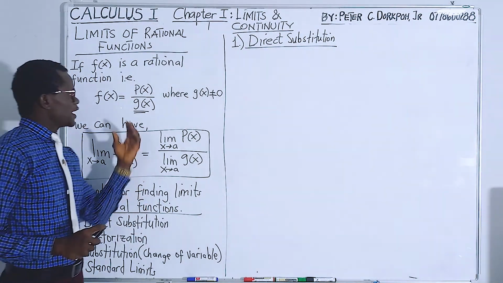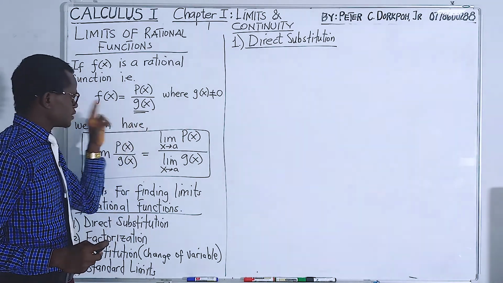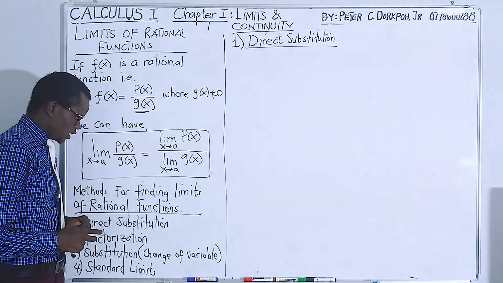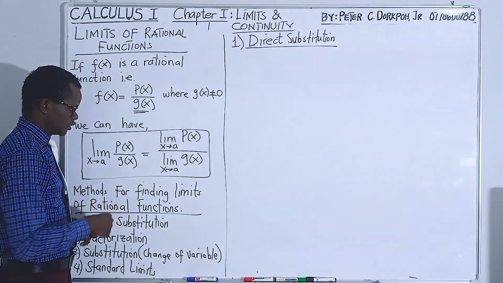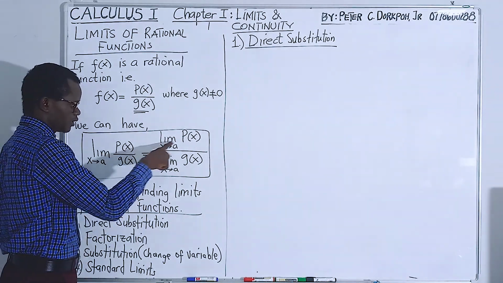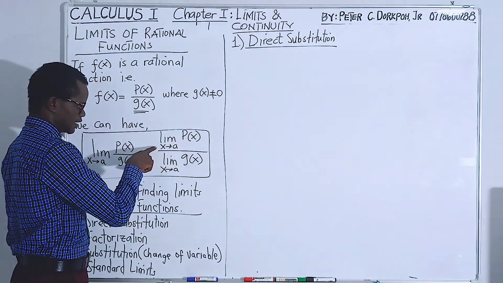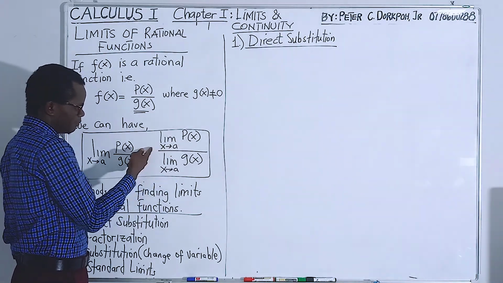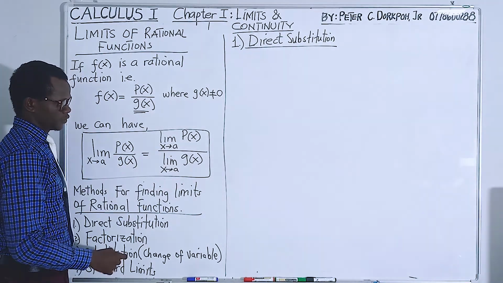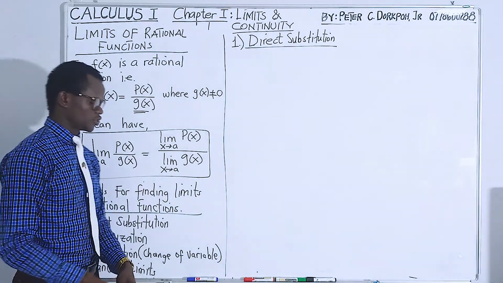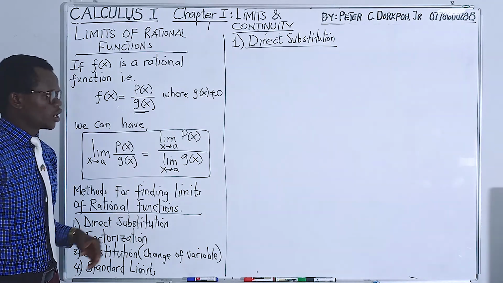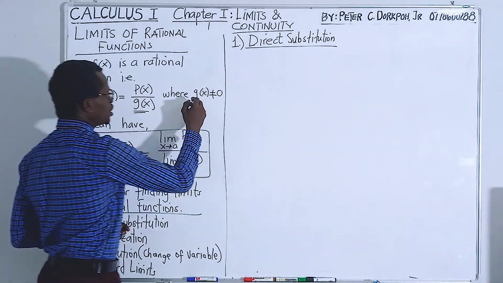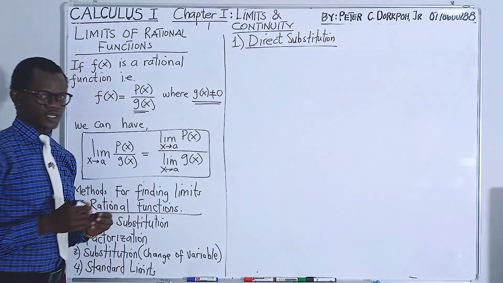So we said if we have a case wherein g of x is not equal to 0, then we can use the property of limits that has to do with the quotient property: the limit of the numerator, which is p of x, as x approaches some a, divided by the limit of the denominator, g of x, as x approaches some a, right? Now, this occurs, like we said, when g of x is not equal to 0.